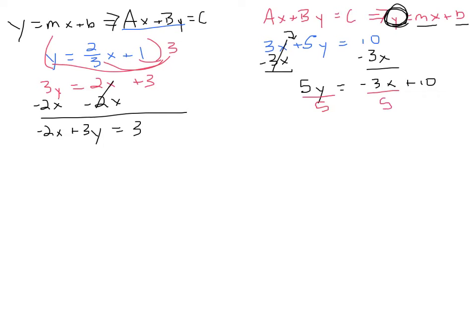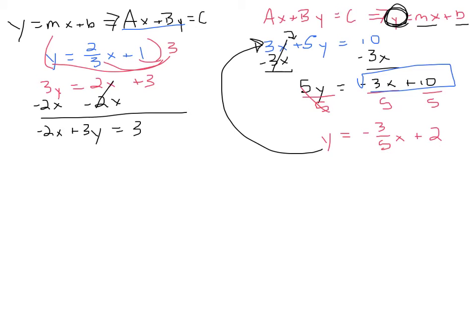Whatever we do to one side, we do to the other side. Now, make sure you do it to everything on the other side. It's not just the 3x, it's not just the 10, it's everything. y is equal to negative 3/5 x plus 2. That equation is the exact same as this equation. The same thing with the first one we did. These two equations are equivalent. They're just different ways to look at the same problem.